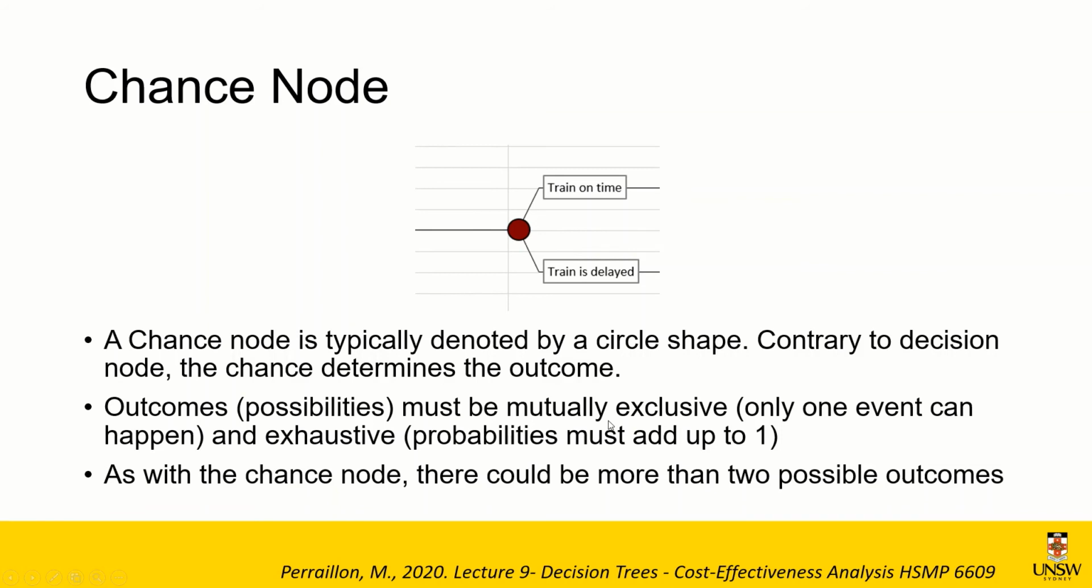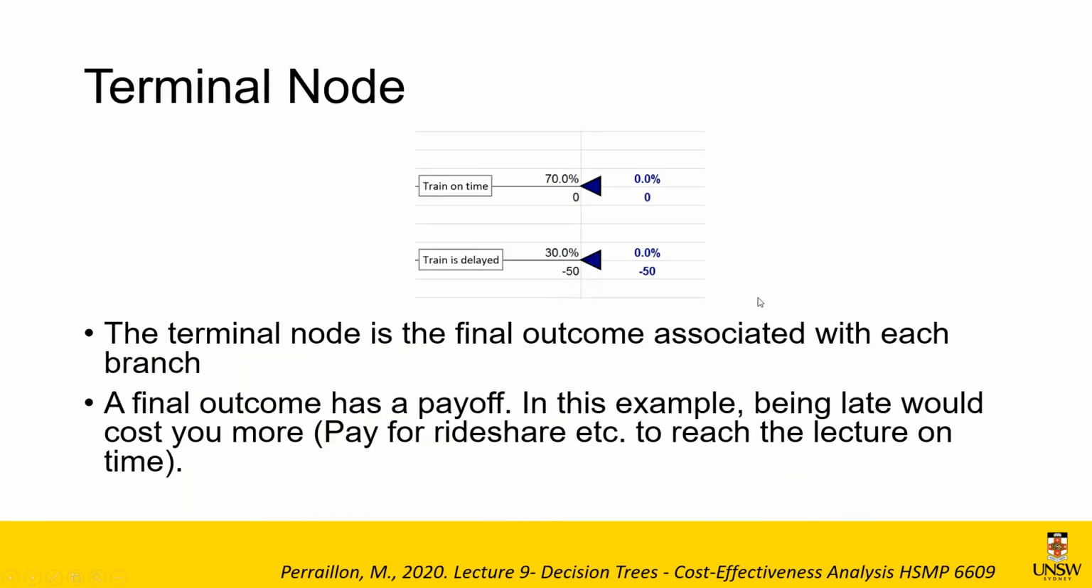And as with the decision node, with the chance node there could be more than two possible outcomes. There could be three, four, five, whatever it is, but there could be different numbers of outcomes. But very important, the probabilities must add up to one, right? For every single branch. And the other type of node is the terminal node, or the end node. We also call this the end node. That is where the final outcome is associated with each branch. So that's where our decision tree ends basically.